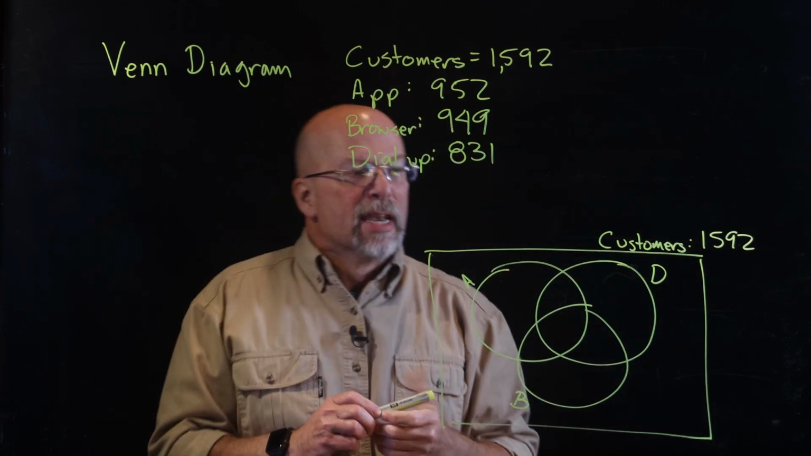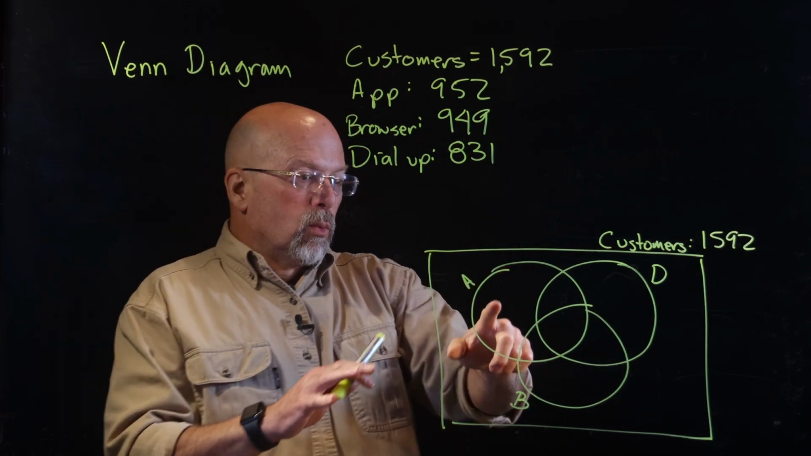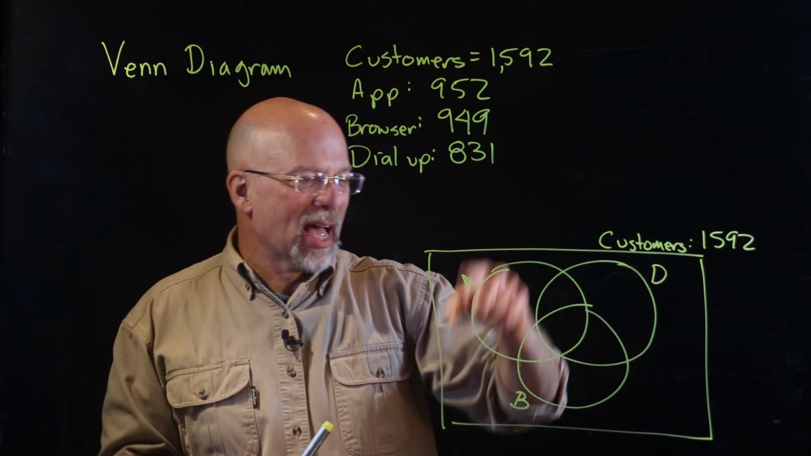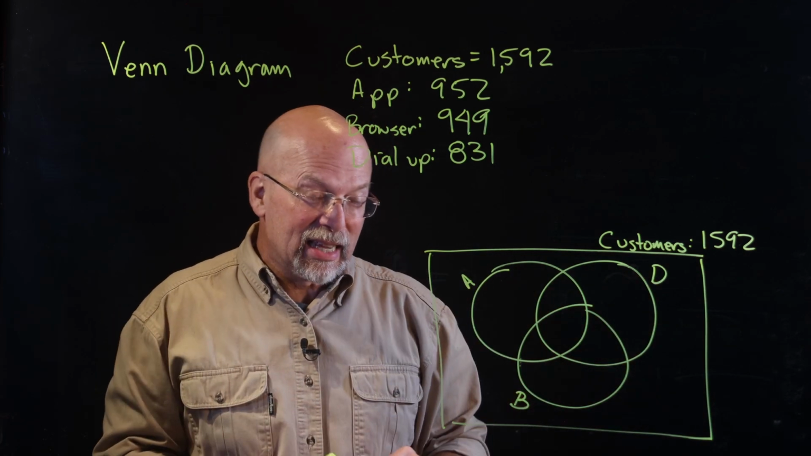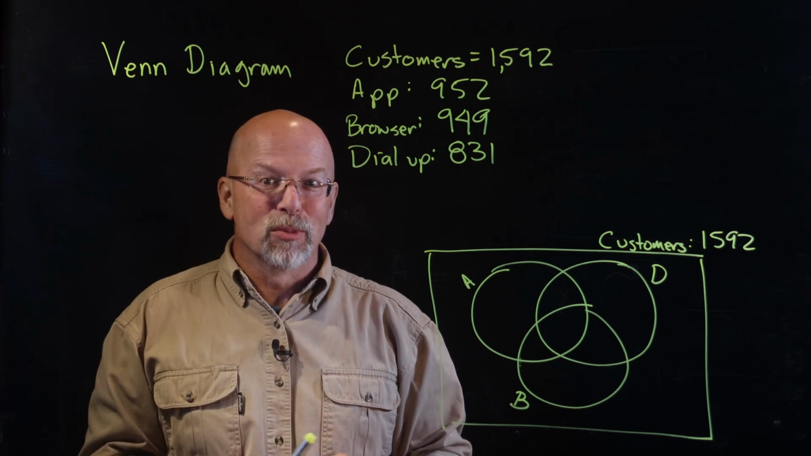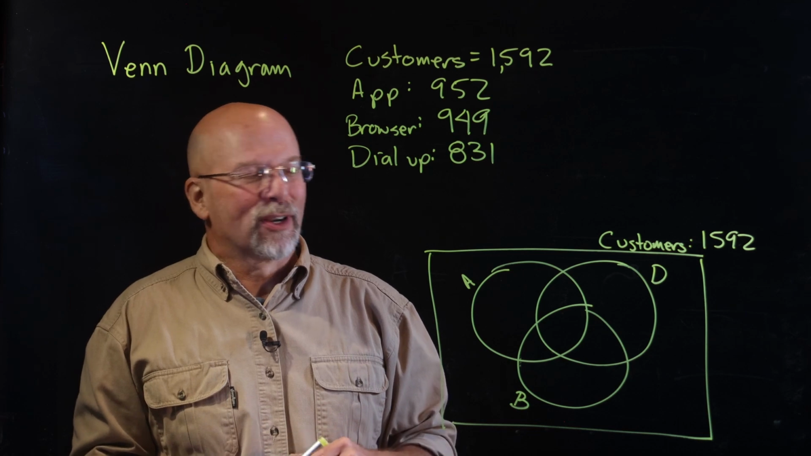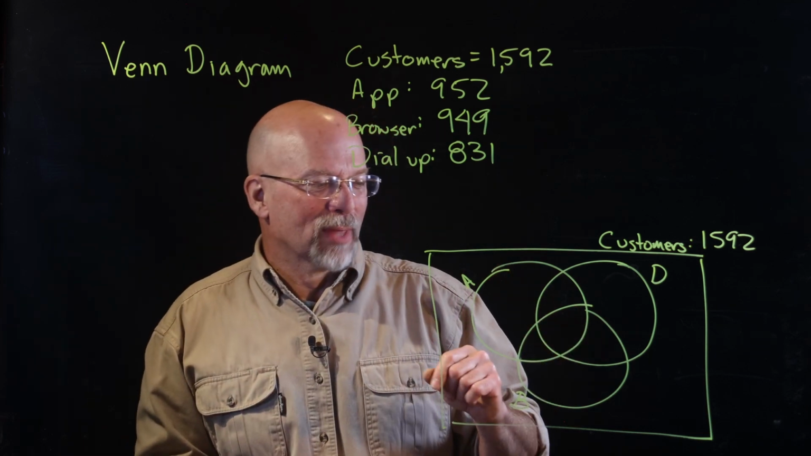1,592. All right, now there are what, 1, 2, 3, 4, 5, 6, 7, 8 regions here. We have the outside, the region that is not contained in any of the subsets. Those are our customers that don't use any of our online resources. We're not worried about them. Be nice to figure out how many there are, though, so we'll do that in a minute.